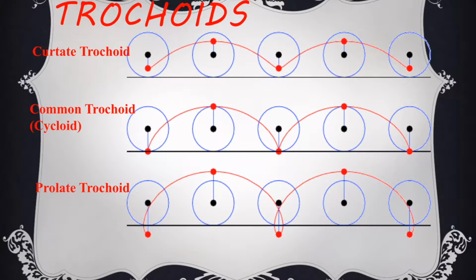Let's look at this picture in the slide. The first one is curtate trochoid, which is when the point that we choose is inside the two-dimensional wheel. The second one, cycloid or common trochoid, is when the point that we choose is on the edge of the two-dimensional wheel. The third one, the prolate trochoid, is when the point that we choose is outside of the two-dimensional wheel. So we can see the difference. The curtate trochoid makes a smaller path, while the prolate trochoid makes the longest path.